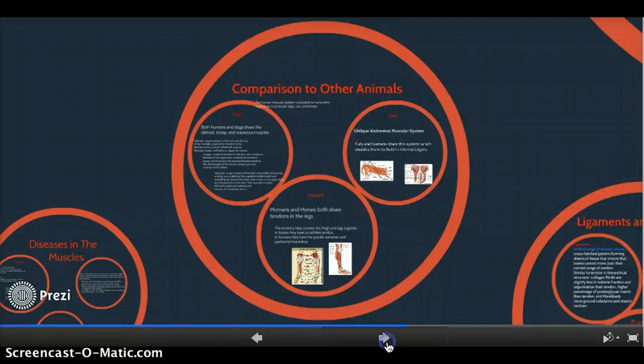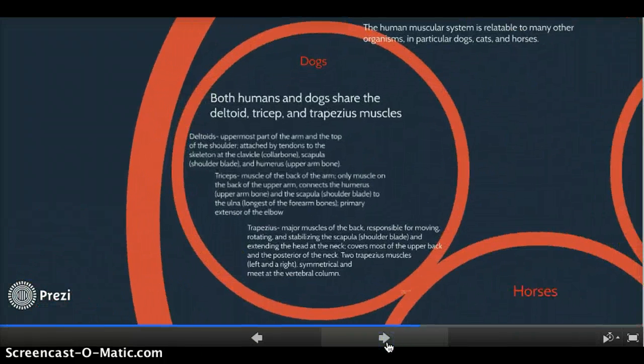Comparisons to other animals. The human muscular system is similar to that of dogs, horses, and cats. Humans and dogs both share the deltoid, tricep, and trapezius muscle. The deltoid muscle is the uppermost part of the arm and the top of the shoulder, and is attached by the tendons to the skeleton at the clavicle, scapula, and humerus.